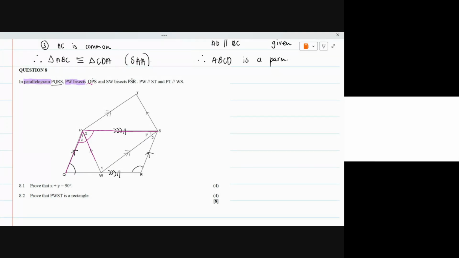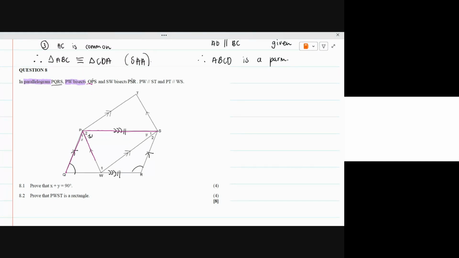Good, Abu. Excellent. Not S2. Remember, they said that PW bisects that angle, which means it cuts the angle in half. So if PW cuts my angle in half, and this angle over here is X, what does that tell me about that one? That one must also be X. Does that make sense? Good, Abu, that's some really good thinking.